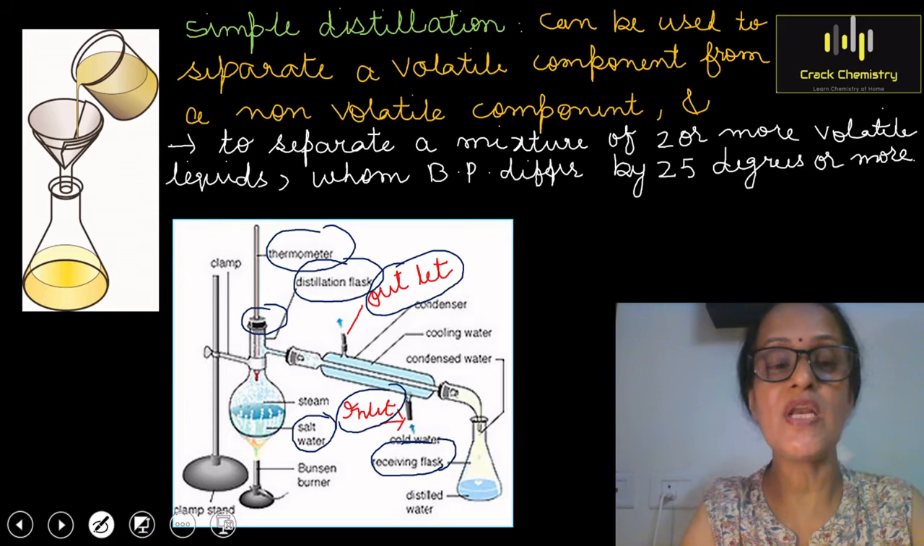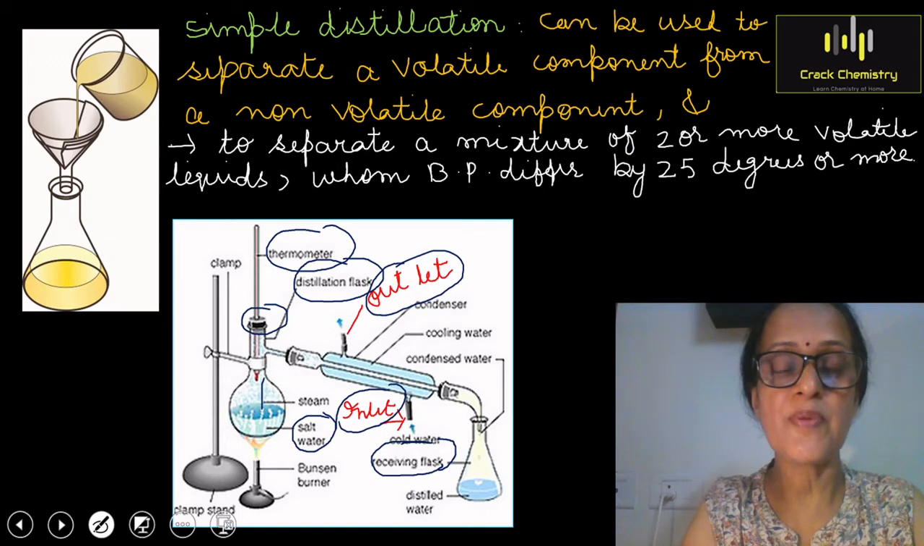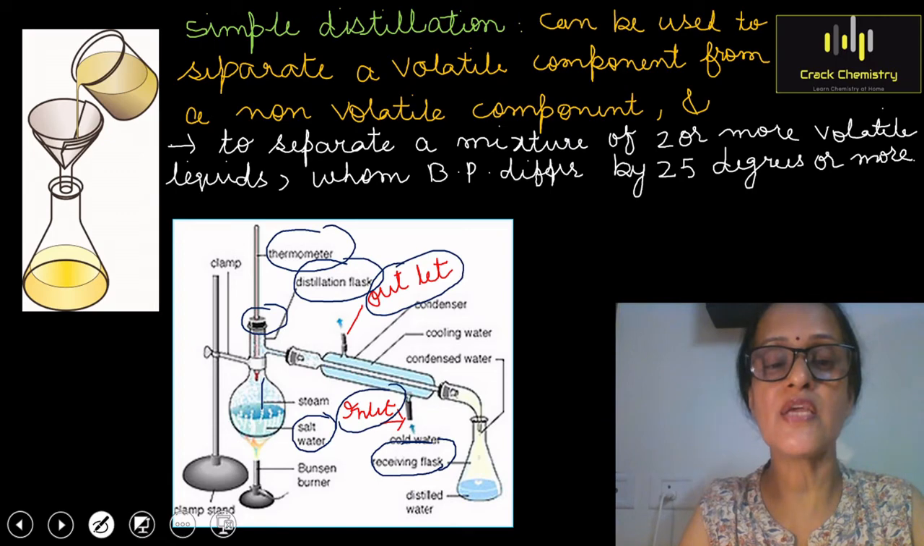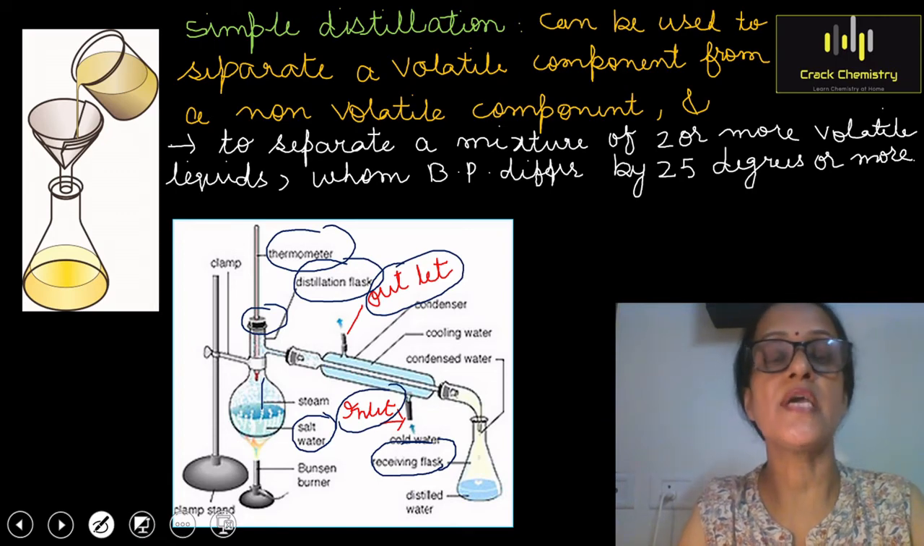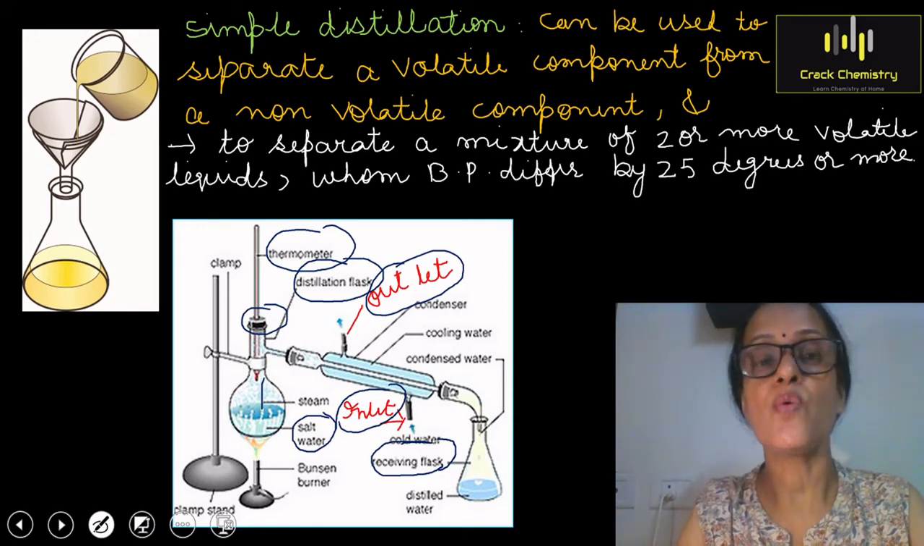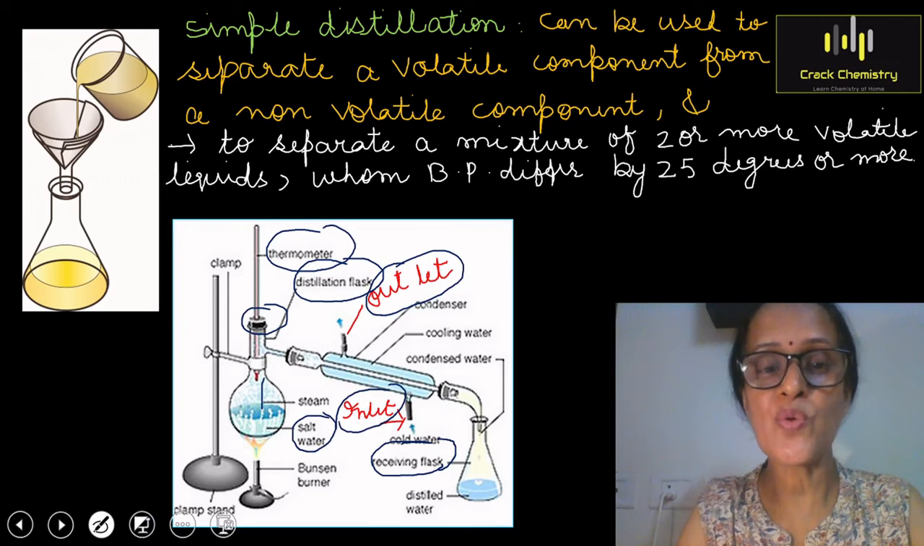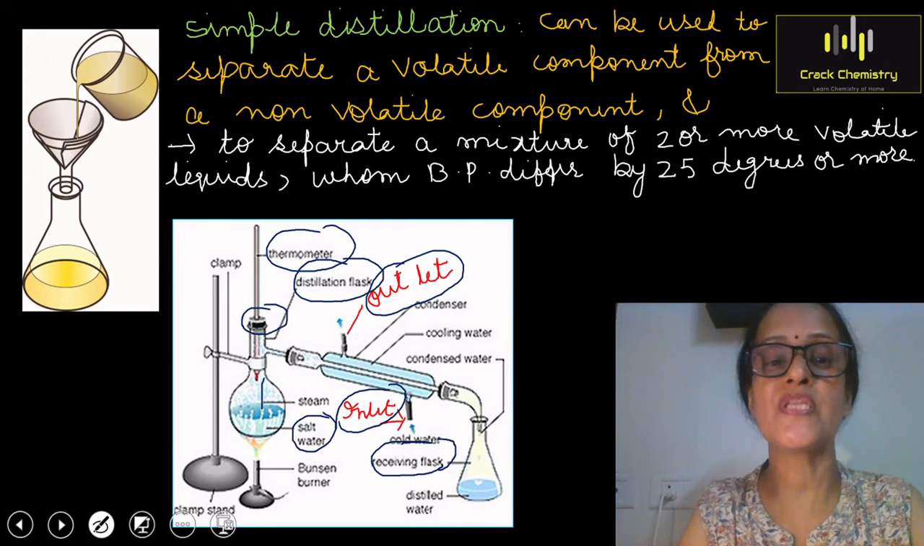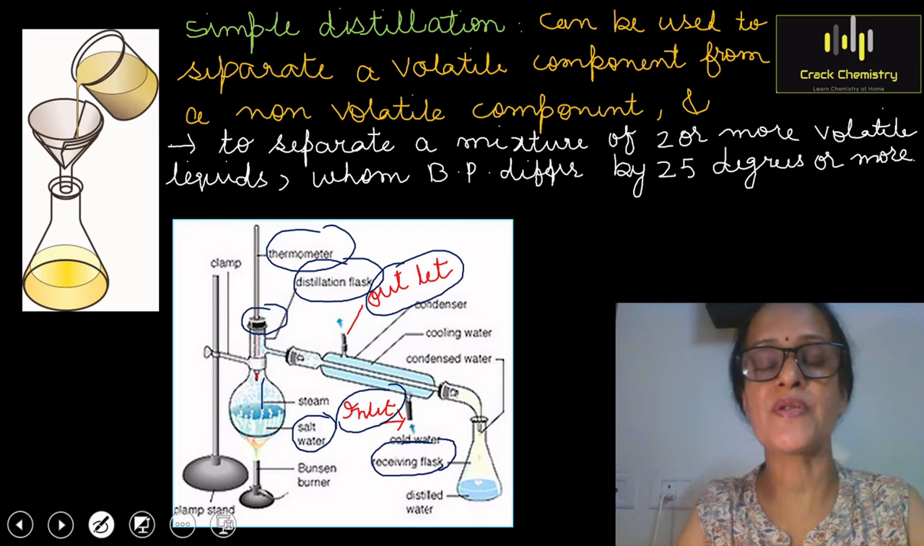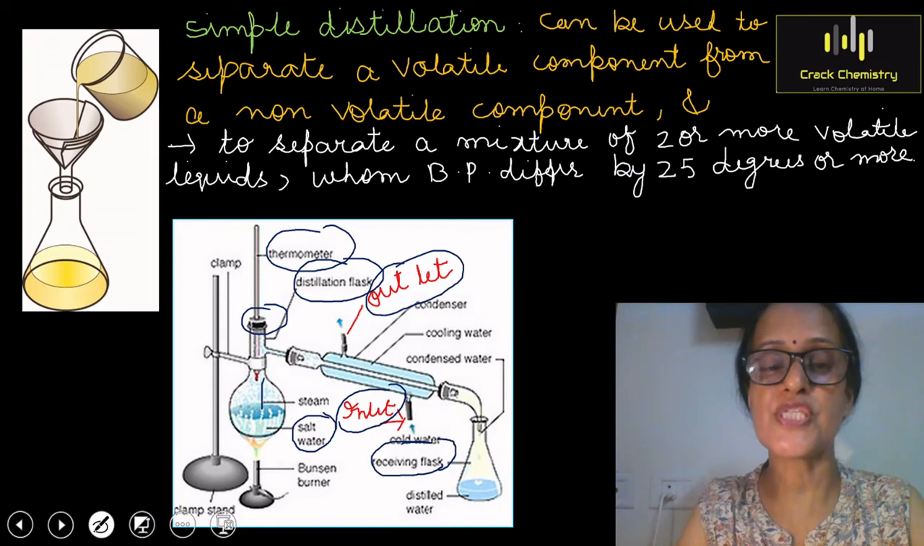Water being volatile will convert into vapors and these vapors will rise up. And these vapors after rising up will pass through the side arm. Here they will be cooled by the water which is supplied through the inlet. After cooling these vapors, the water will become hot and this hot water goes out with the help of the outlet. So with the help of this condenser, the vapors of water will undergo condensation and will be collected in this receiving flask.